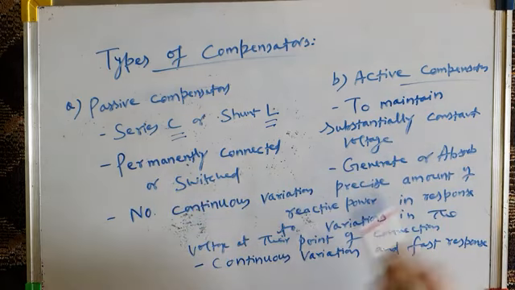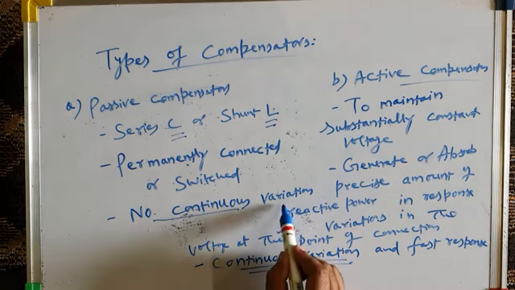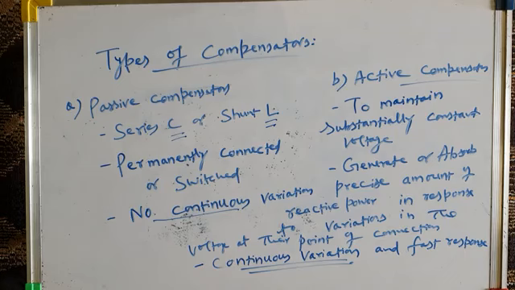But active compensators are electronically controlled, they don't use mechanical switches, and they can very quickly get connected to the system and make the reactive power compensation, generating or absorbing a precise amount of reactive power. The variation of the reactive power generated or absorbed is continuous, whereas no continuous variation is possible in passive compensators. So this is a brief comparison between passive compensators and active compensators.